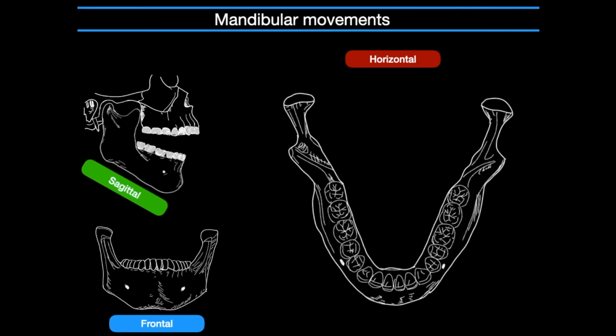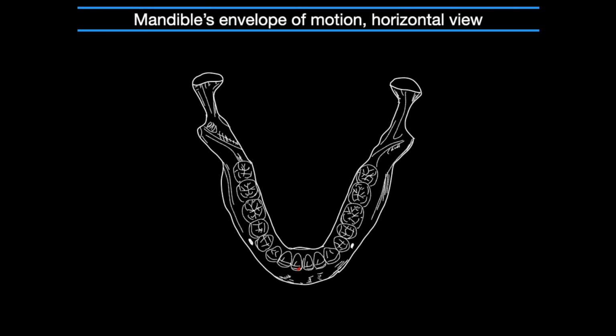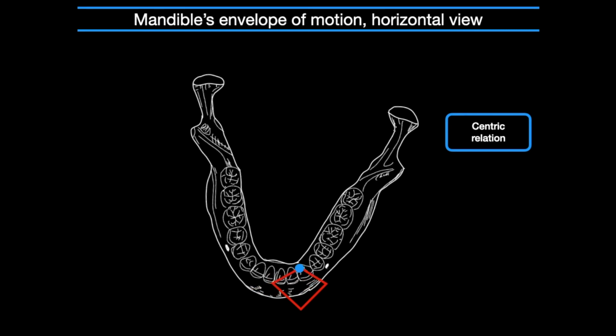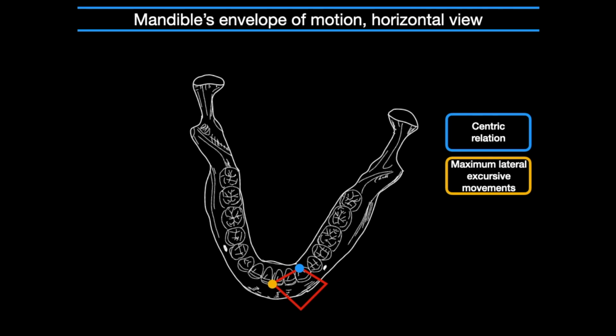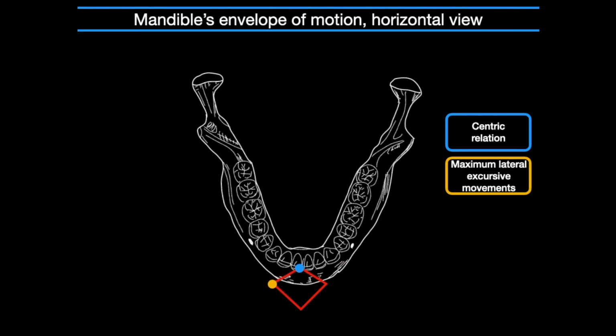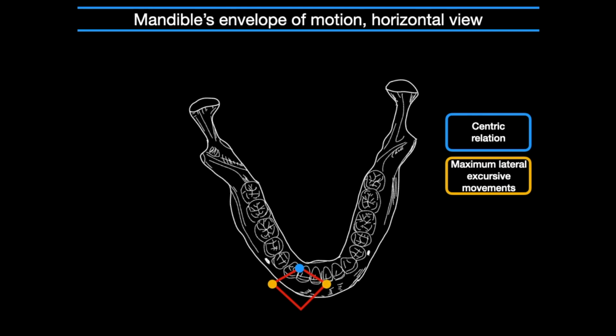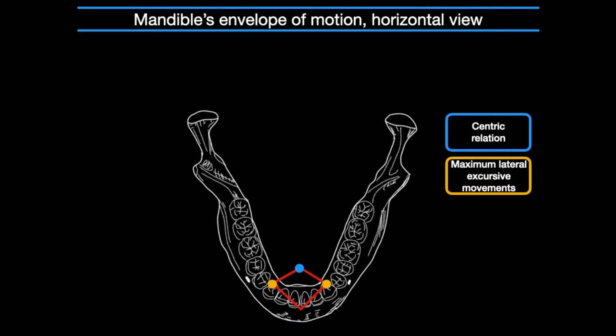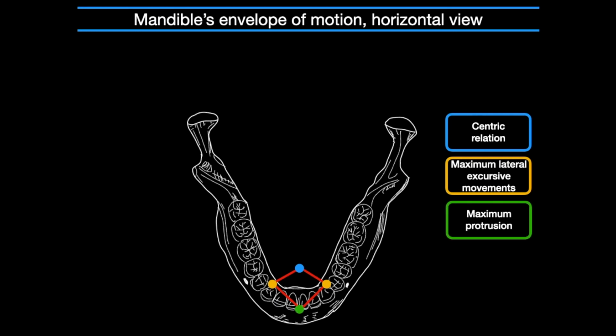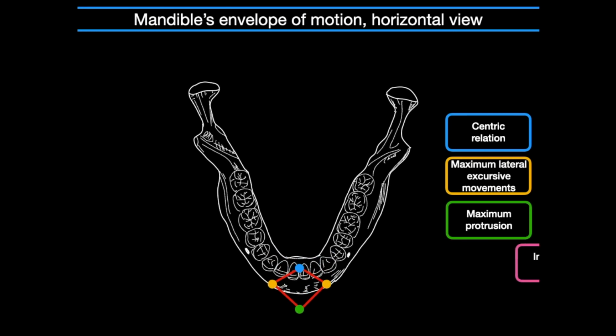Let's now describe the mandibular envelope of motion on the horizontal plane. As you can see, the envelope of motion in the horizontal plane has a rhomboid shape. We can observe the mandible moving from the centric relation to the right and to the left, and to the position of maximum protrusion, and finally to the intercuspal position, which is anterior to the centric relation.